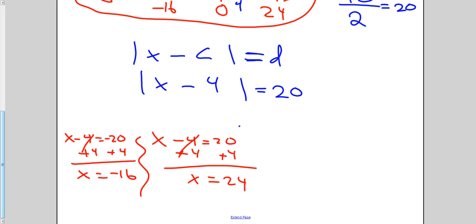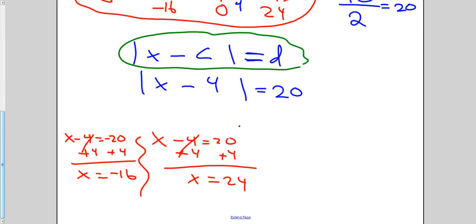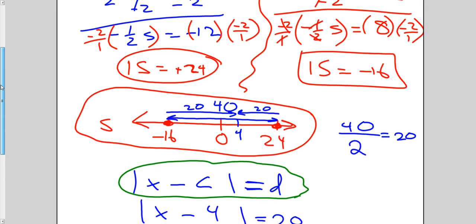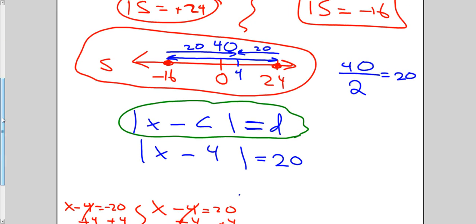So what I can do is, using this equation formula, I can figure out where my endpoints are. I can figure out how far away they are. I would divide that by 2 to give me the distance away from the middle. Okay? And then that should tell me where everything is.